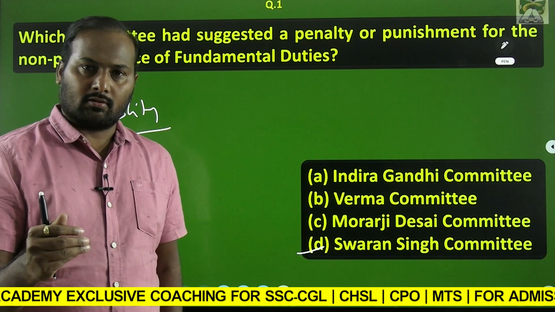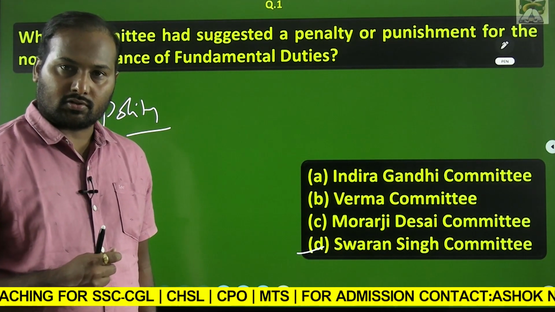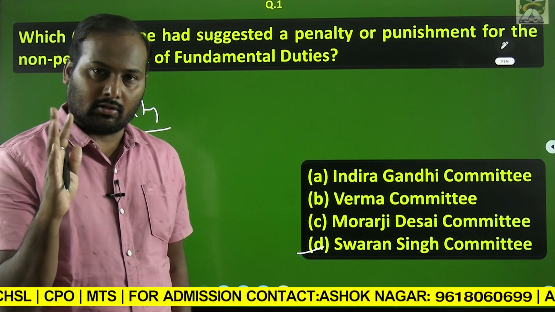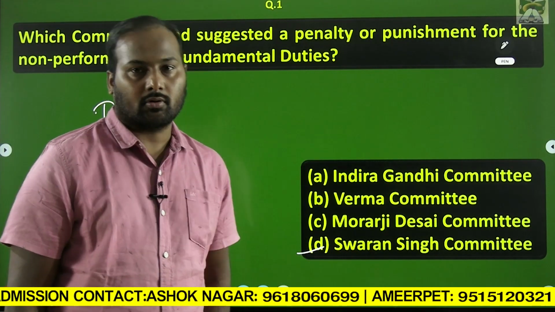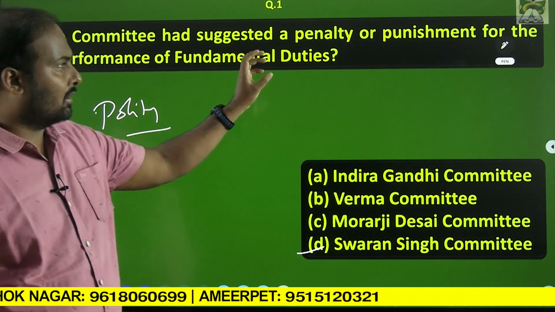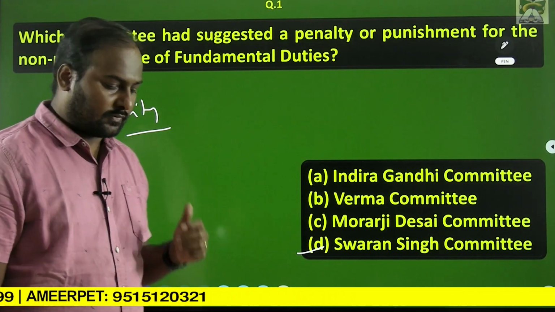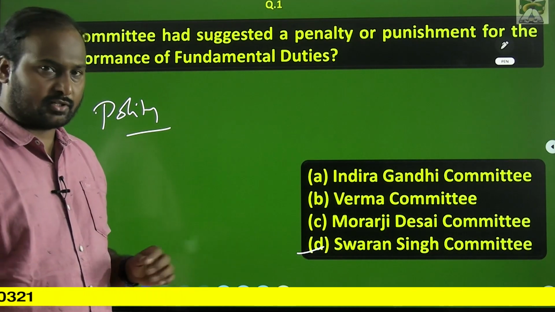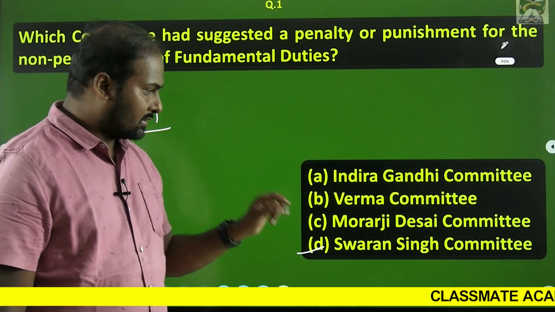Later, one more fundamental duty was added by the 86th Constitutional Amendment Act of 2002. As of now, there are a total of 11 fundamental duties. When the Swaran Singh Committee submitted its report on the fundamental duties, it asked for some kind of penalty or punishment for non-performance of these fundamental duties. But as of now, there is nothing like punishment if you are not performing any of your fundamental duties. So your answer is Swaran Singh Committee.